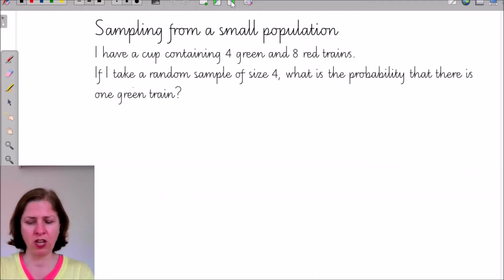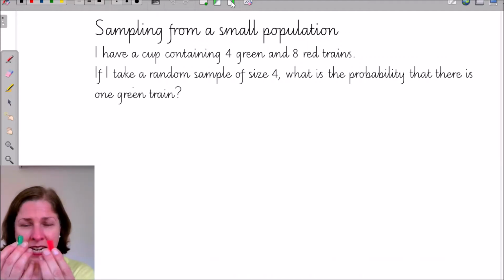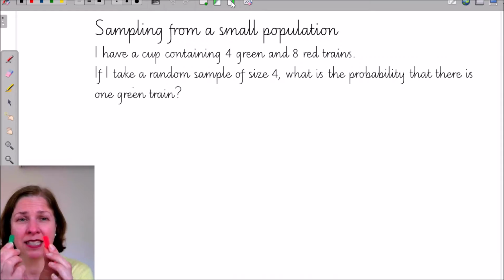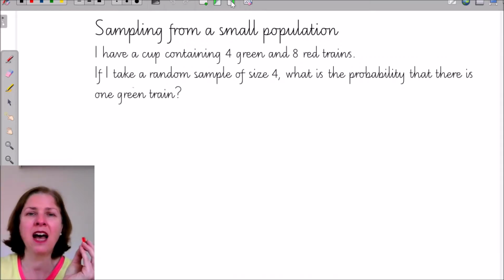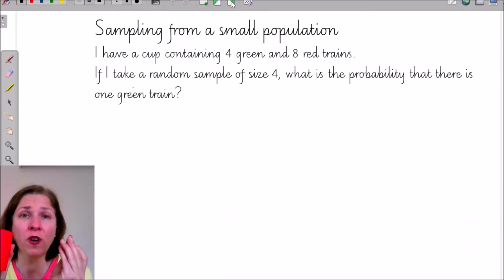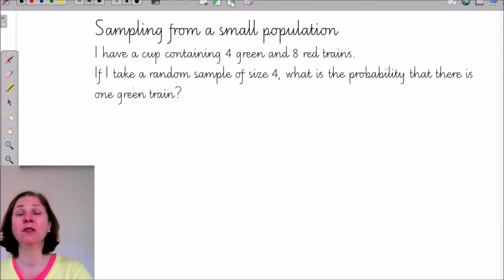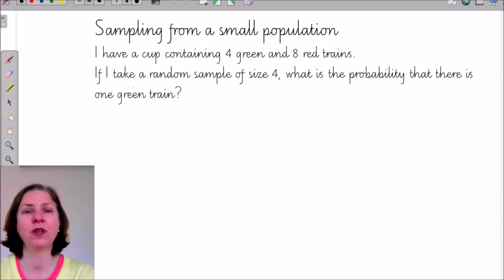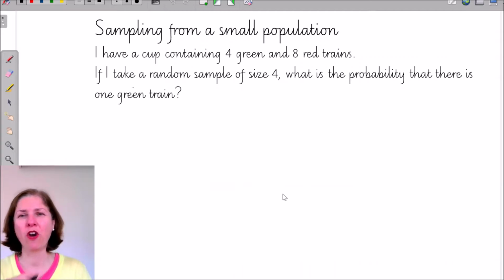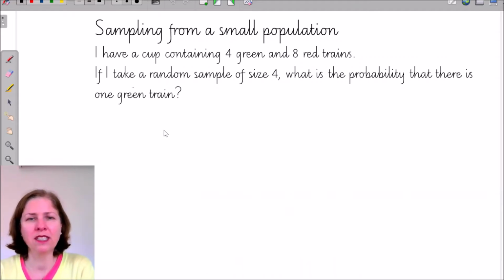You saw in the last video that I had in a cup some red and green trains. So this time I've got a cup that contains 4 green and 8 red trains, and I'm going to take a random sample of size 4, and I want to know the probability that there is 1 green train. Now we need to do a little bit of revision before we can answer that question. Actually, sorry, before I do the revision, we're going to think about this logically first, and then I'm going to take you through revising some concepts.